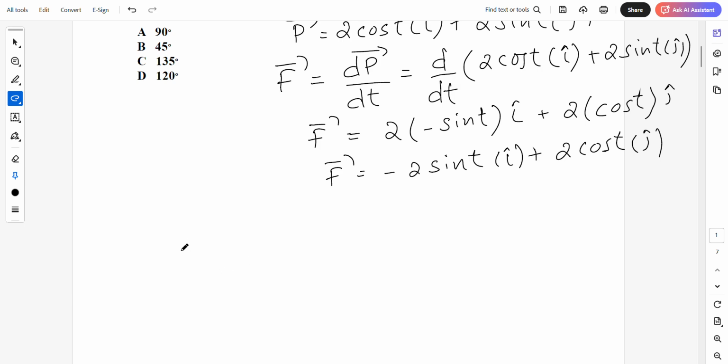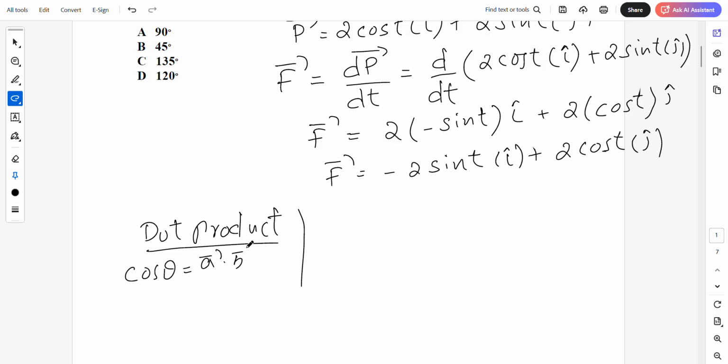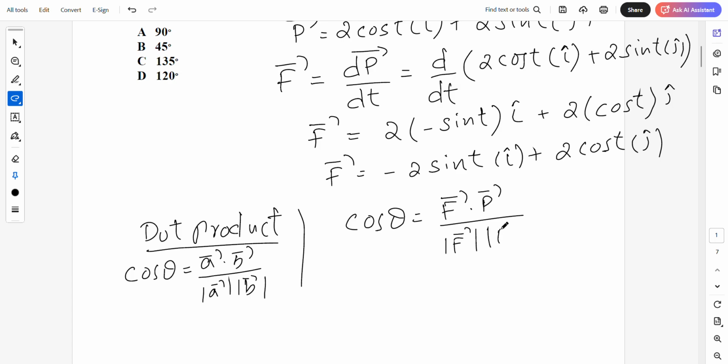We know by dot product that cos theta is given by vector A dot vector B divided by magnitude of vector A into magnitude of vector B. Similarly here we will find the angle: cos theta is equal to vector F dot vector P divided by magnitude of vector F into magnitude of vector P. First we will find the dot product.